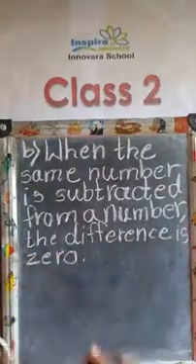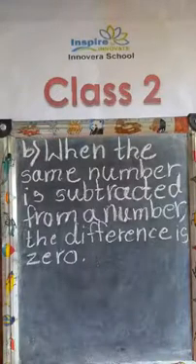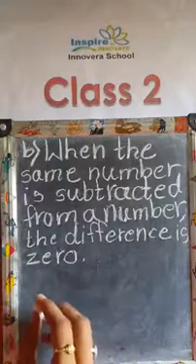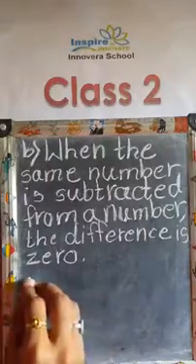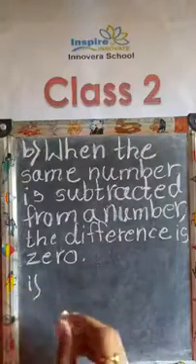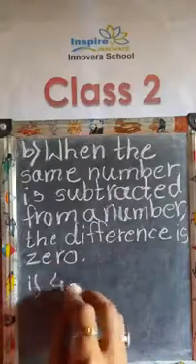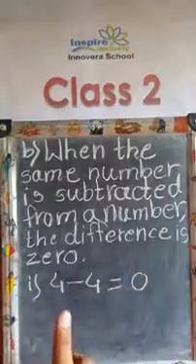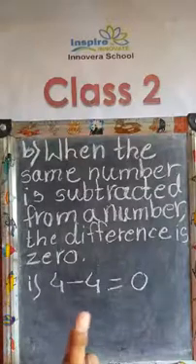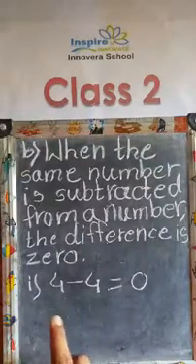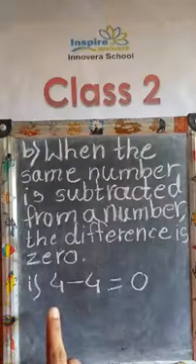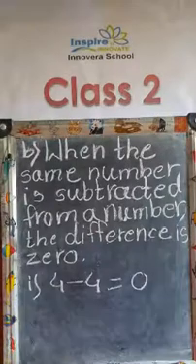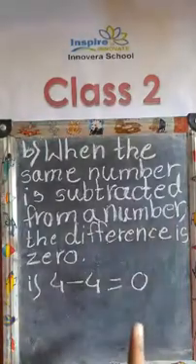This is easy. Already you have learned this in senior KG also, in class 1 also. This is just a revision, okay? For example, 4 minus 4 is equal to 0. When the same number is subtracted from a number, the difference is 0. Means कोई भी नंबर हम उसमें नंबर से सब्ट्रैक्ट करते तो हम लोगों का आंसर क्या मिलता है? 0.